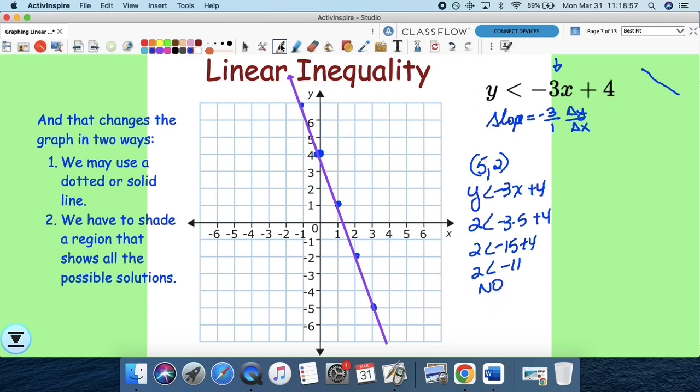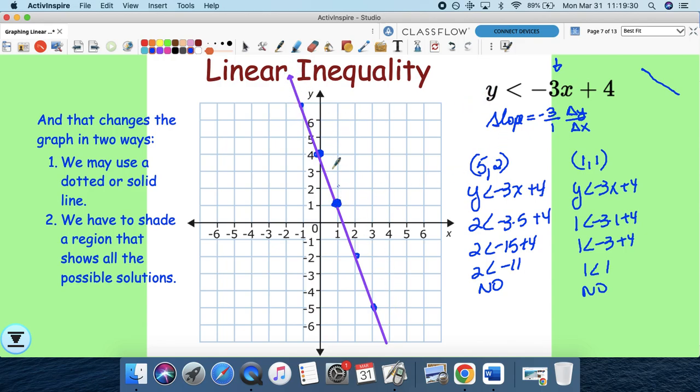I'm going to take a point on the line now. Let's take the point (1, 1). If I take the point (1, 1), y equals -3x plus 4, I'm going to get 1 less than -3 times 1 plus 4. 1 is less than -3 plus 4. Is 1 less than 1? No, it's not. So I actually made a mistake, right? But I'm glad I made the mistake, because now I can tell you that the point on the line failed to make that inequality true.